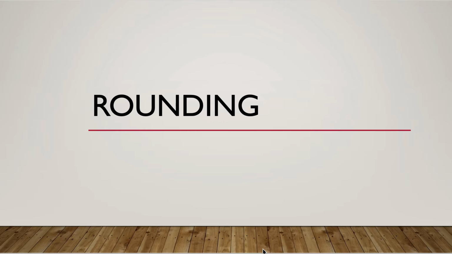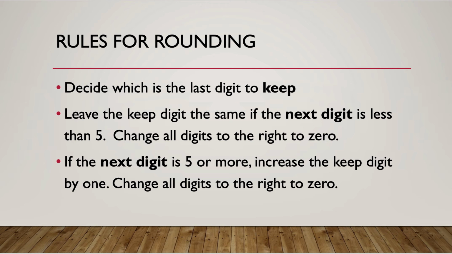Our first topic in this section is to review our rules for rounding. The procedure that we're going to use to review rounding is that we're going to take our number and decide which is the last digit that we're going to keep.